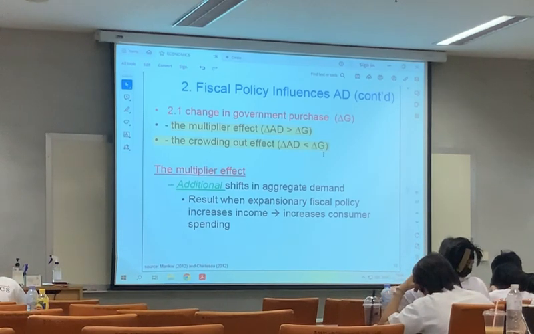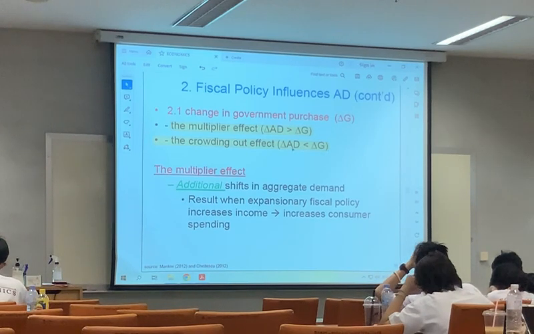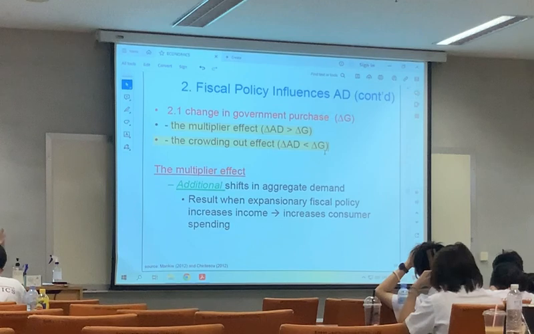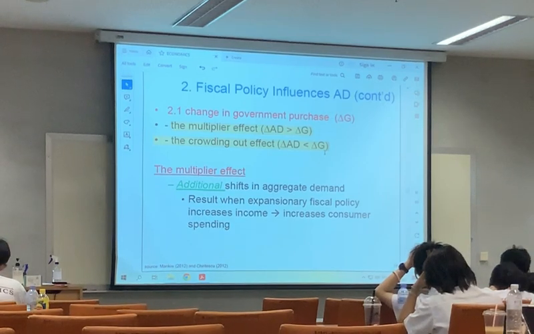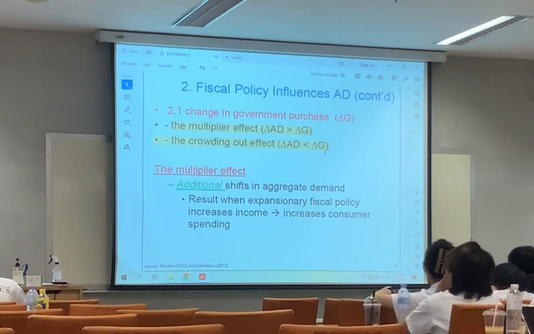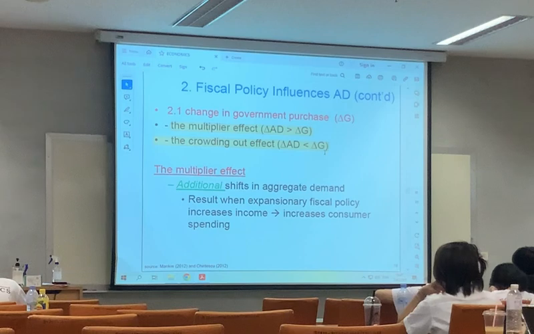However, if I change G or T, and AD changes at the end of the day, but by less than the change in G or T, we call it the crowding out effect. So we have two effects. But for monetary policy, we have just one effect: when monetary policy changes, AD changes, just that. But for fiscal policy, it can be divided into two types or two effects. So we need to learn about these two effects and be able to explain them.